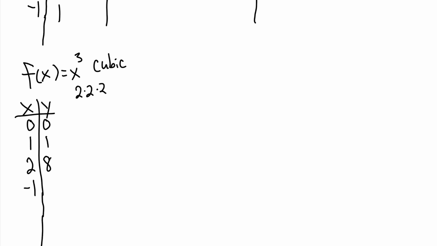Putting in -1, this is going to be -1 times -1 times -1. So the first two -1s give you +1, and then +1 times a -1 brings you back to the negatives. So these outputs are going to be negative. And then same idea with -2, that's going to be -8 for your output.